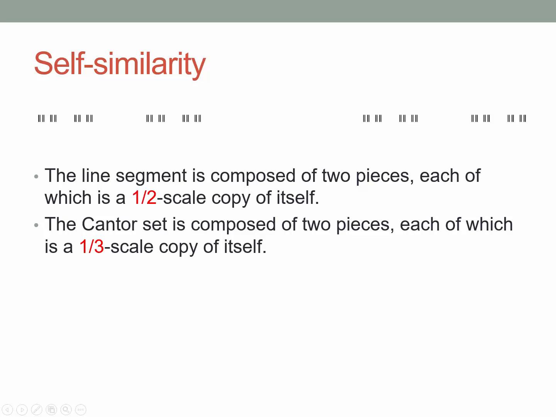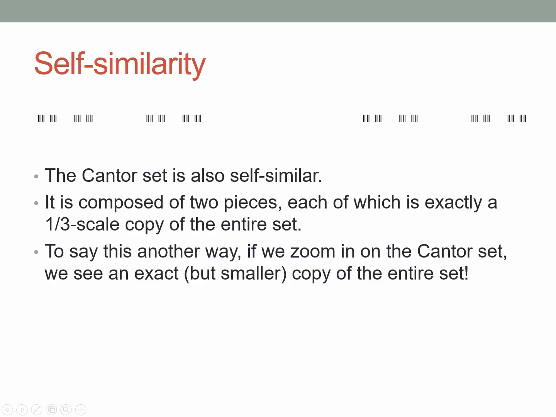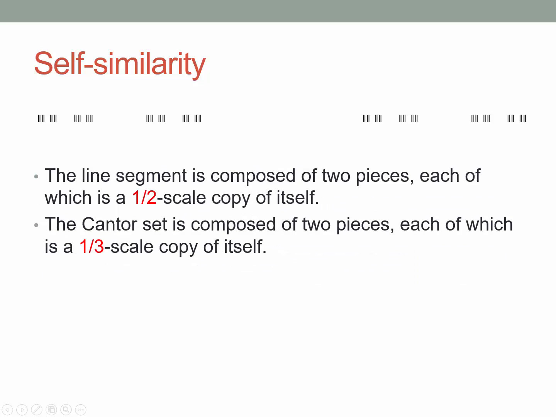Now, let's compare what we said about the line segment to what we said about the Cantor set. The line segment, we said, was composed of 2 pieces, each of which is a half-scale copy. But regarding the Cantor set, we said it was composed of 2 pieces, each of which is exactly a 1/3 scale copy of the entire set. So let me have you ponder this for a moment. Again, the line segment is composed of 2 pieces, each a 1/2 scale copy of itself. The Cantor set is also composed of 2 pieces, each a copy of itself, but now these are 1/3 scale copies. They're only 1/3 the size of the original.